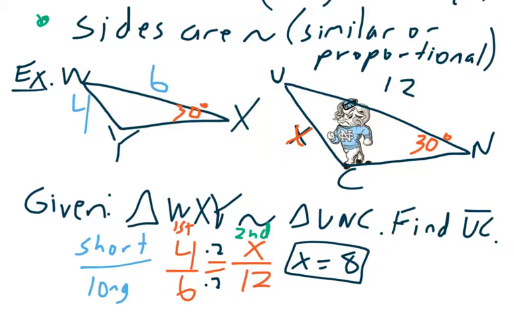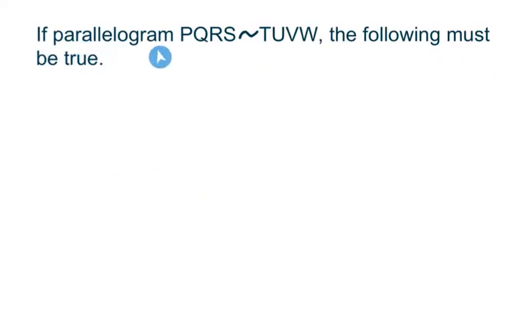Alright, let's do one more example with similar figures. Alright, let's say if parallelogram PQRS is similar to parallelogram TUVW, the following must be true. In other words, we don't even need a picture or a diagram to know what's true because we know about similar figures. We know about the angles. Angle P must be congruent or the same as one of the angles on over here. So look at your first letter, P. Look at your first letter over here, T. So the order matters. So angle T.